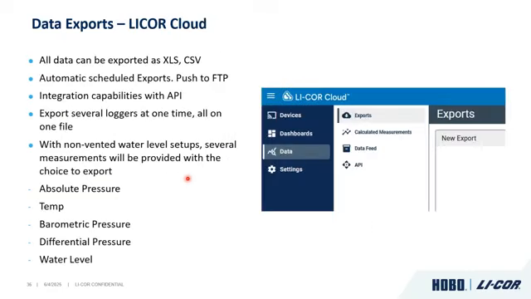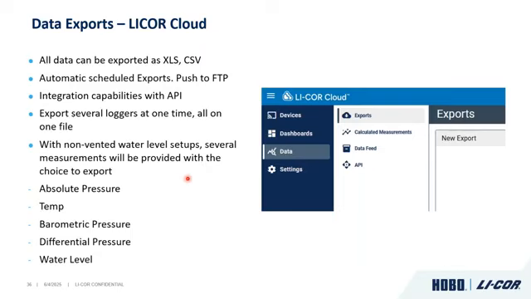And then the Lightcore Cloud, this is even more convenient where you can still export the same way. You can do automatic exports where, every month, it's pushing you data of the last 30 days. You could push data to an FTP. You can integrate all that data with our API right into a different software platform.